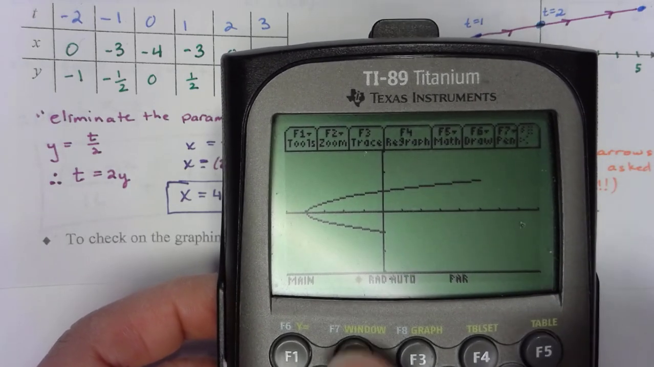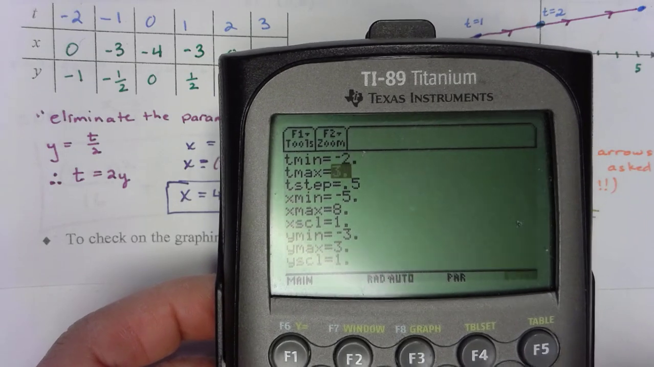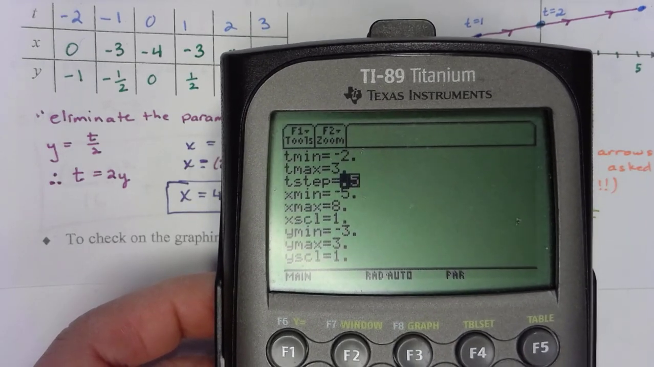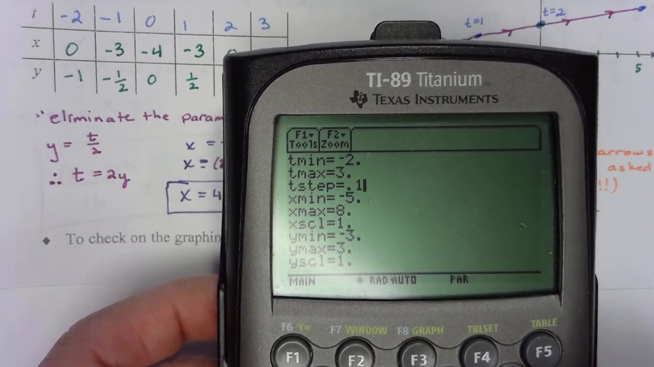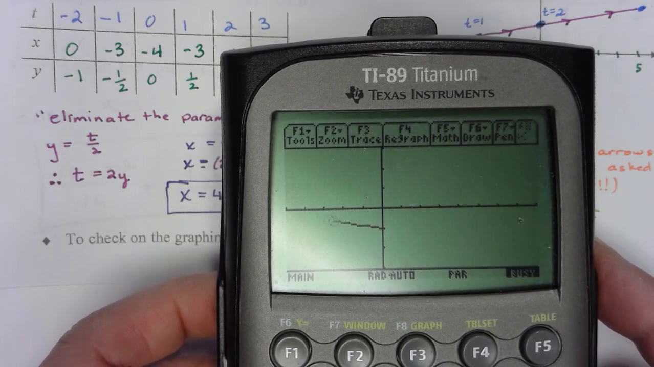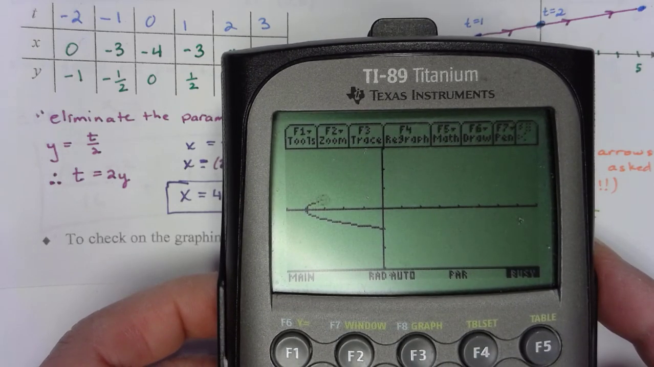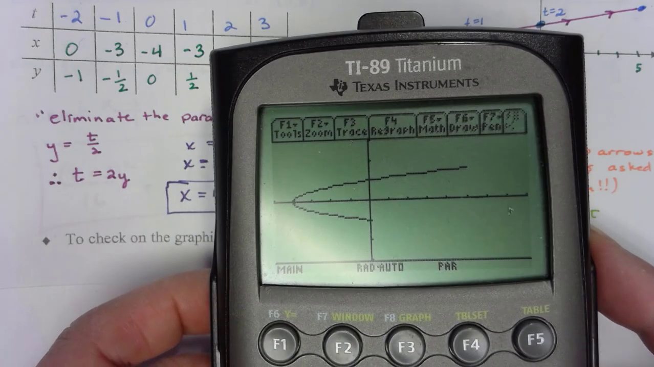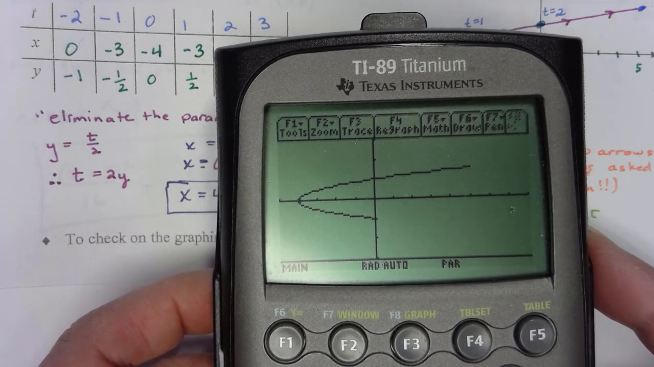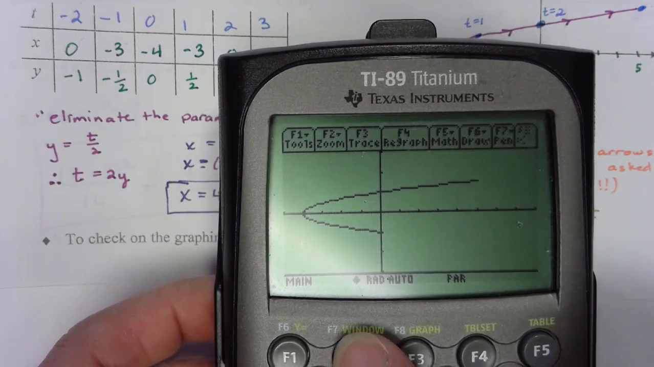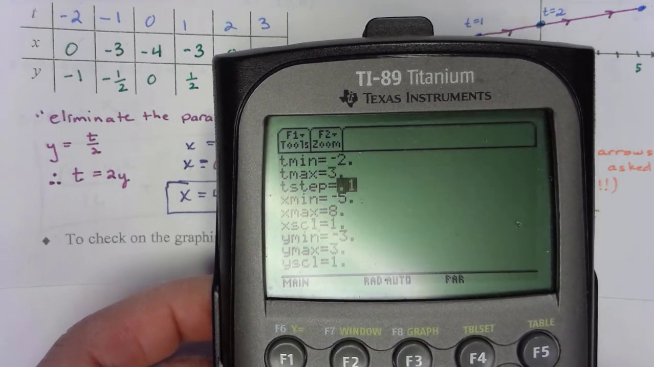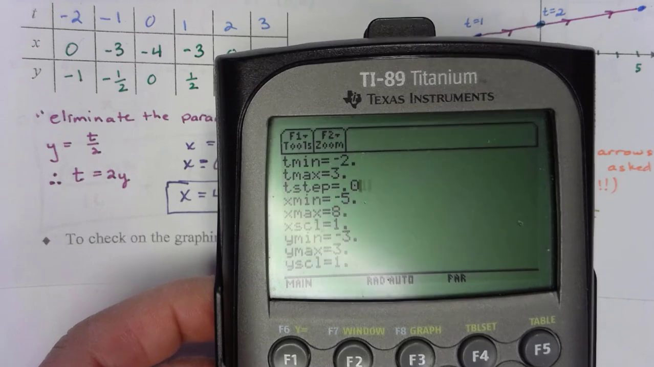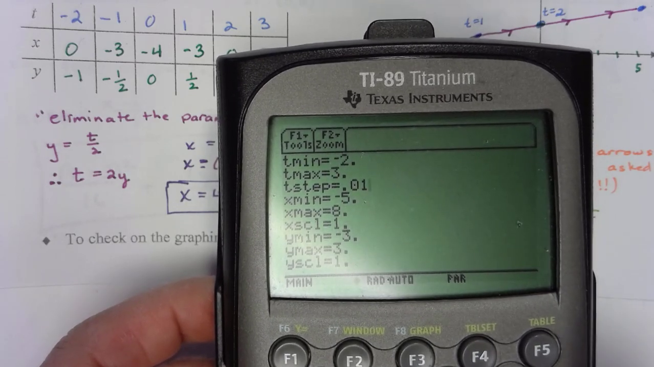But you know, I can get an even better graph, maybe by 0.1. Now watch. And notice, look at that. It's slowing down there. It's speeding up a little bit there. That would be interesting when it comes to velocity, wouldn't it? Okay, and if I really wanted to get a good look, maybe 0.01. Now that is going to calculate a value every 1/100th.